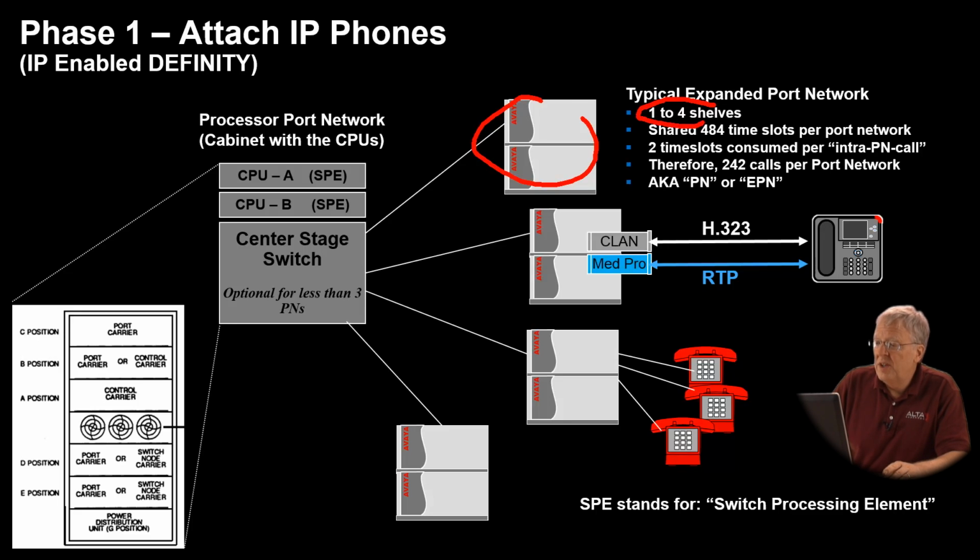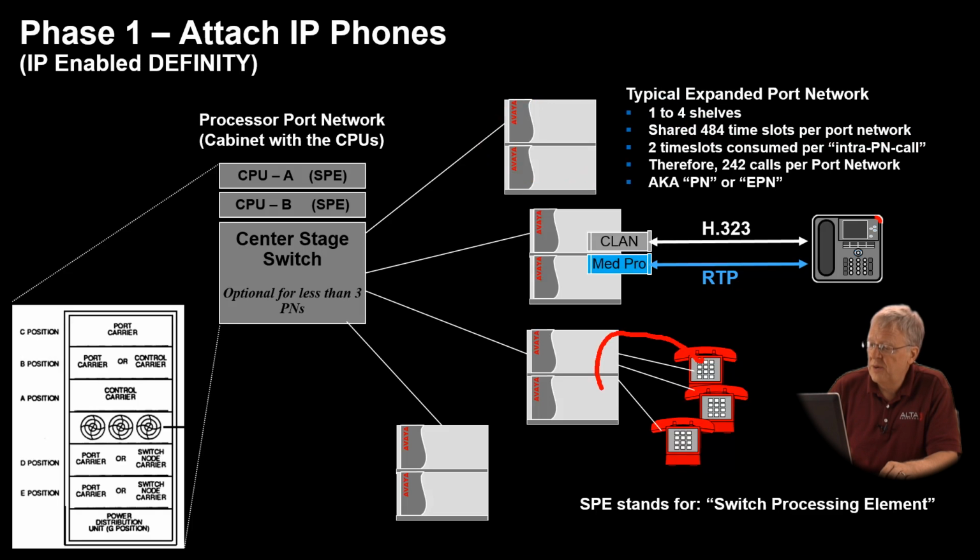Some important limitations on this. You could have 1 to 4 shelves per port network. And there was a time slot issue. Only 484 time slots available per port network. But a port network actually divides that number by 2, because if you originate from an A phone and go to a B phone, that actually burns 2 time slots to support the A-B connection. So it's actually fairer to say there's 242 usable calls inside the port network.